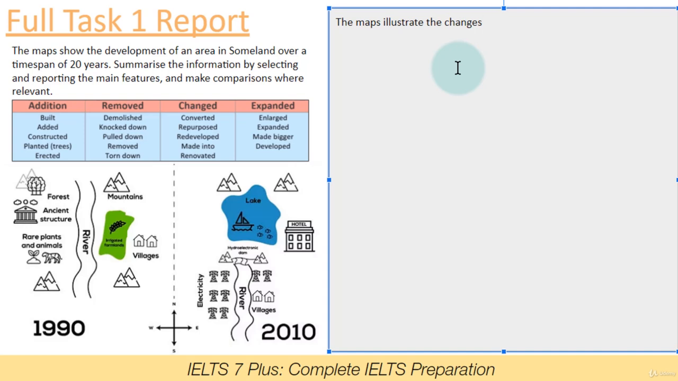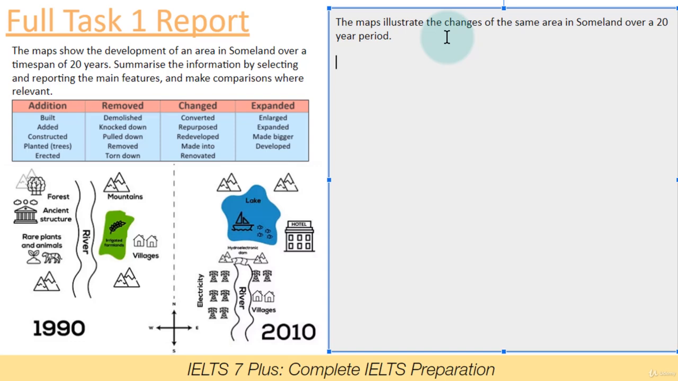Illustrate. The maps illustrate the development, the changes of an area. Another word for area could be location. The maps illustrate the changes of the same area in some land, and of course capitalize for proper nouns, over a 20-year period. So just paraphrasing this, over a time span of 20 years. Let's read this back. The maps illustrate the changes of the same area in some land over a 20-year period. Perfect.